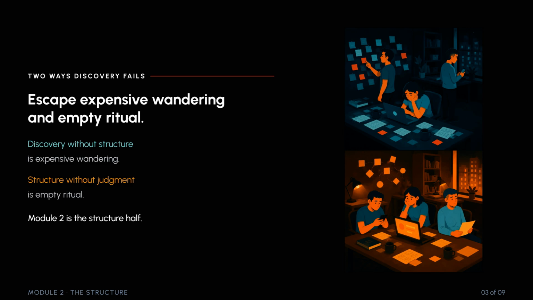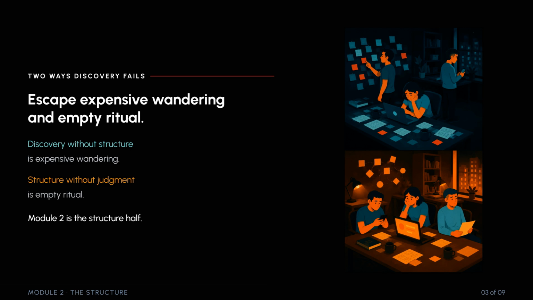In Module 1, we ended on a sentence worth carrying forward. Structure without judgment is empty ritual. That was a warning. This module is about the other half of the same sentence, the structure itself, and the warning still holds. There are 2 ways discovery goes wrong, and they are opposites.